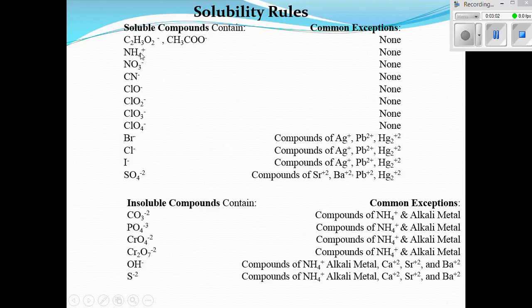So NH4, ammonium, if it contains ammonium, it is going to be soluble, and for exceptions, there are none. So if there's a compound that has ammonium, it will be soluble. Same with nitrate, cyanide, and all of these others. When we get down here, if we have a bromine ion or chlorine ion, they're going to be soluble unless there was silver, lead, mercury, and so on. Now down at the bottom, these are going to be insoluble unless they're with an alkali metal or of course ammonium.